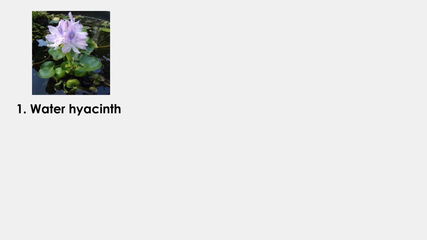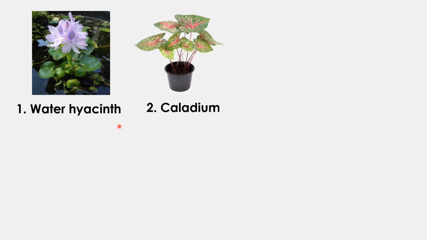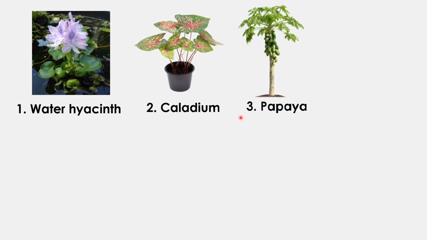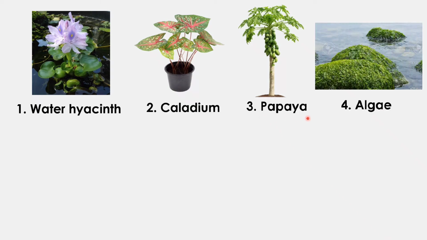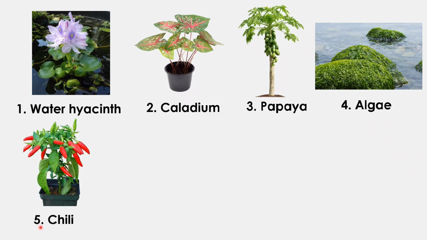Water hyacinth. Again, we have water hyacinth. Number 2, we have caladium. Number 3, we have papaya. Number 4, we have algae. Number 5, we have chili.